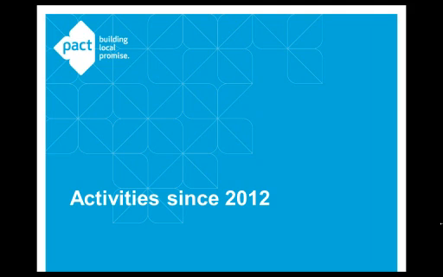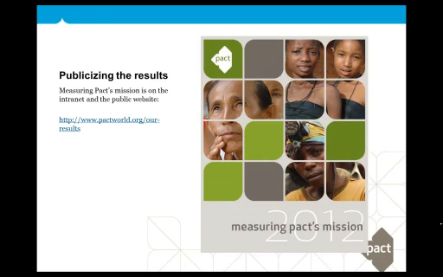Where I want to start going into more detail is what we've done since everyone submitted their data in October of last year. The first thing we did was publicize the results. The Measuring PACT's Mission report is available both on our intranet and on PACT's public website. This is basically the only document right now on the new results and measurement website, besides the ones from 2012 and 2011. So they are publicly available documents, and we want this report to represent us externally in the best way possible, in the most accurate way possible.